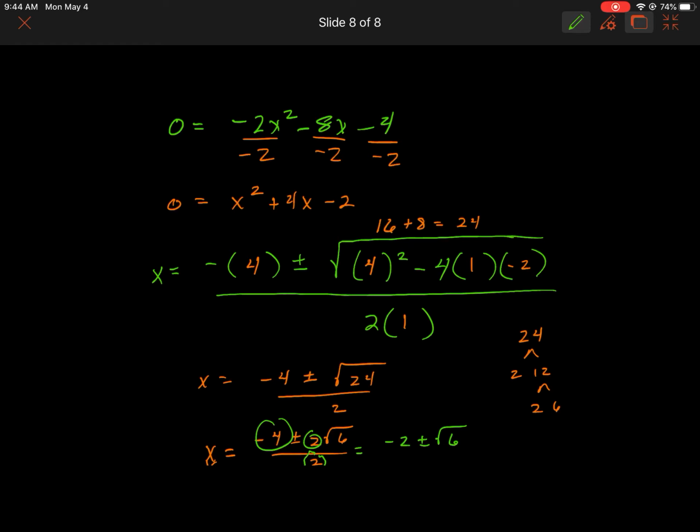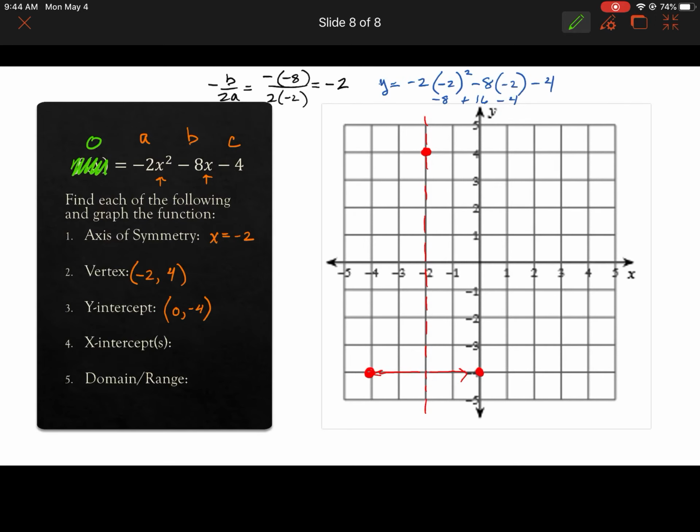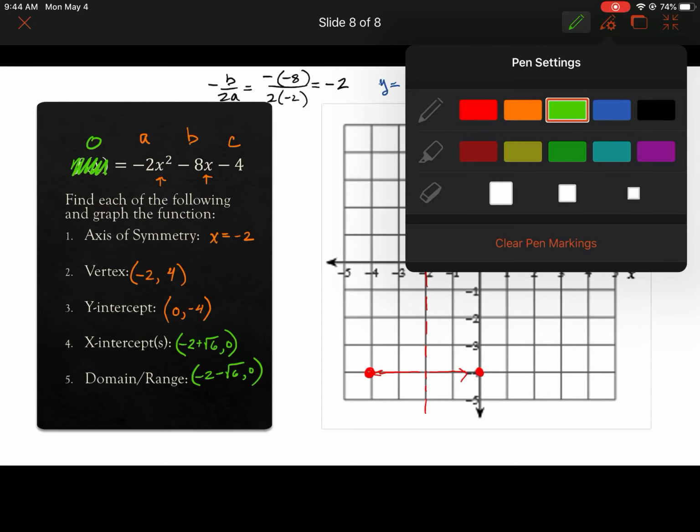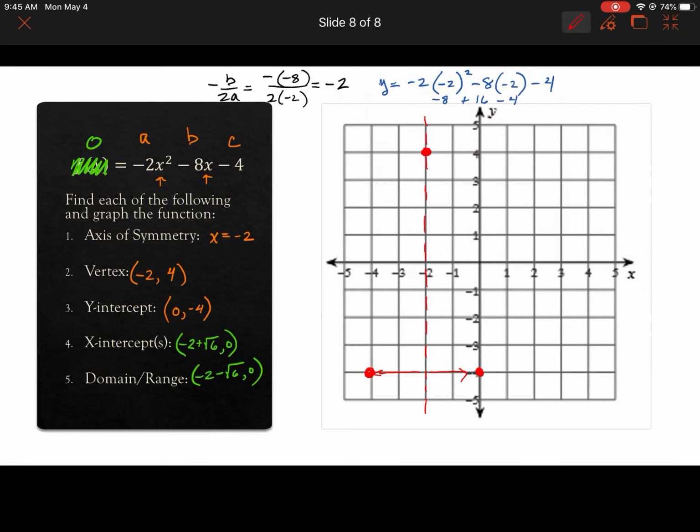So that's a decimal. So when I go back to my problem, negative 2 plus or minus the square root of 6, those are actually my x-intercepts. I have 2 of them. I have negative 2 plus the square root of 6, comma 0. And I also have negative 2 minus the square root of 6, comma 0. Which seems confusing, but we're not going to find decimals right now. So really what I want to do is just graph this as smooth as possible.